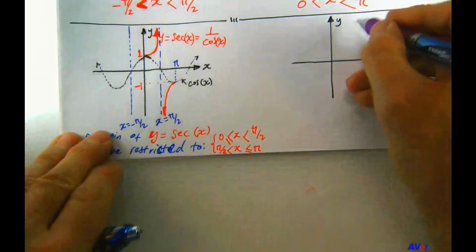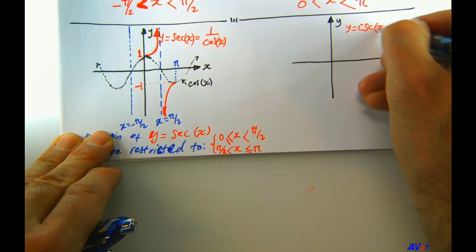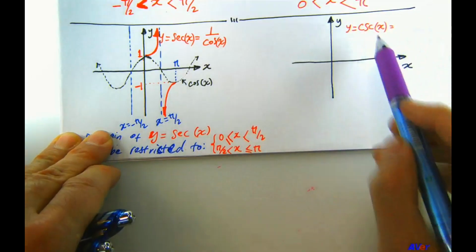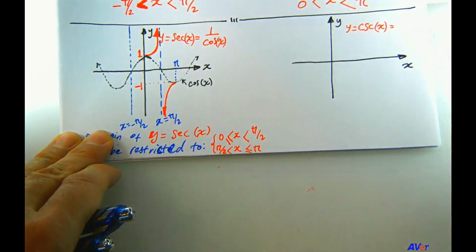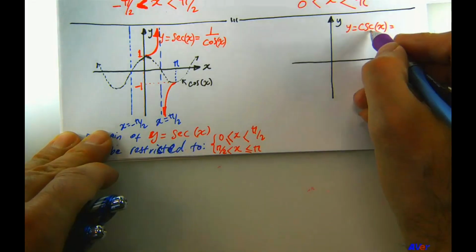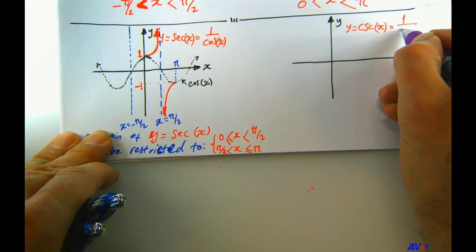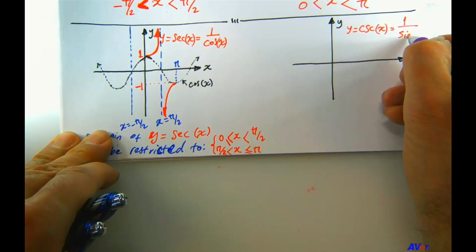All right, so y equals cosecant of x. Do you remember which other trigonometric function this is connected to? Think about it. Do you remember? Cosecant of x is related to the reciprocal of the sine function.